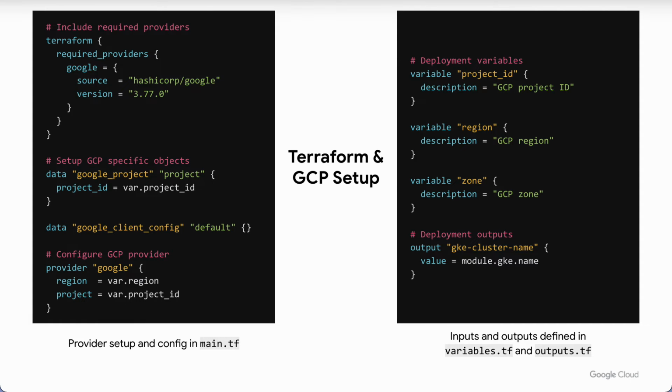Now, if you're starting with Terraform, getting started with Terraform and GCP is pretty straightforward. You basically create a main.tf and you include the required provider setup. Most of this is just boilerplate. Once you get that bit of boilerplate done, you're sort of off to the races. And from there, you can define variables and outputs that you want to have. So if you want to parameterize things like project ID, region, or zone, you can put that in your variables.